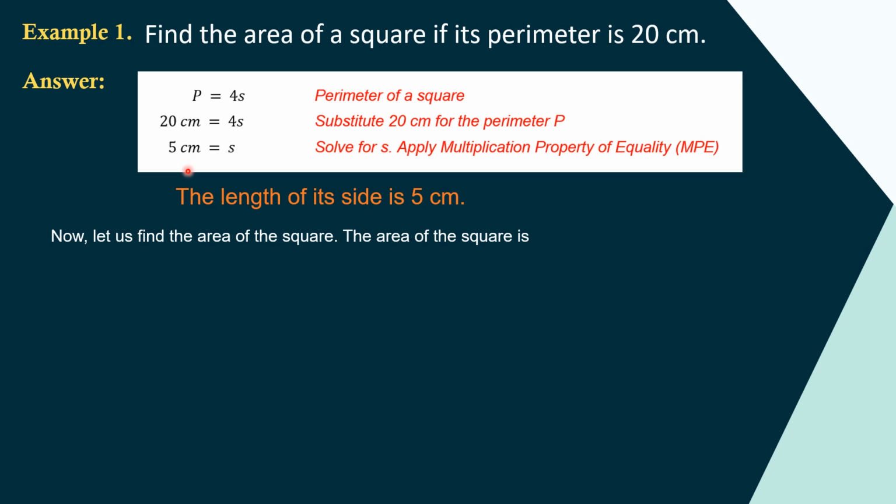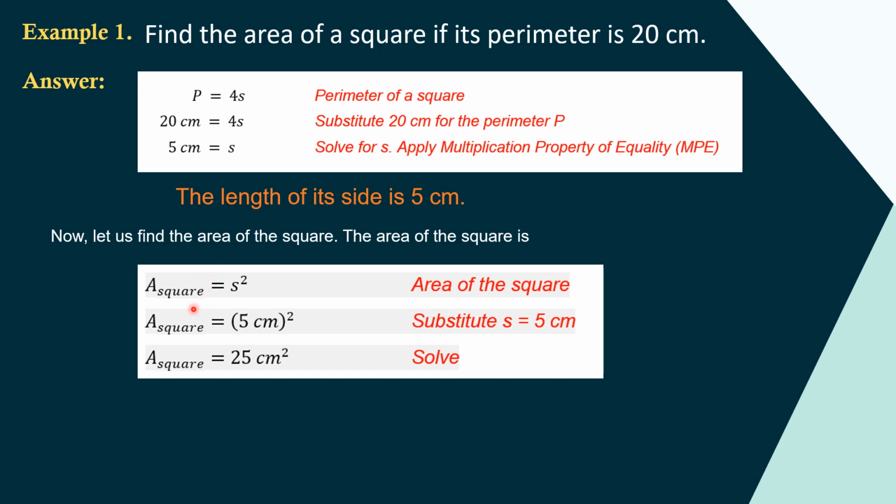Now, we need to find the area of the square. The formula to find the area of a square is S squared. Since the measure of one side is 5 centimeters, we just need to substitute S equals 5 centimeters. Doing that, we have 5 centimeters squared. So 5 times 5 or 5 centimeters raised to 2 will give you 25 centimeters squared. Therefore, the area of the square is 25 centimeters squared.